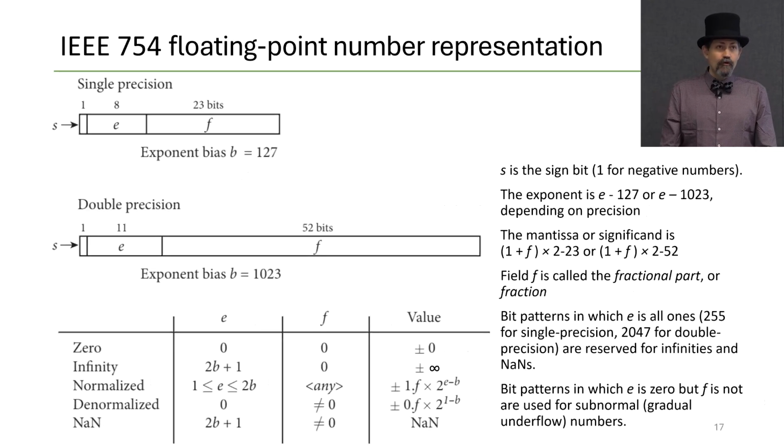How do we represent floating point numbers? Well, there's a standard that's used by all practical processors these days. It's called IEEE 754. And there are 2 different lengths of floating point numbers that it specifies: 32-bit precision, which is called single precision, and 64-bit, which is called double precision. In both of these, the first bit is the sign bit. So that'll be 1 for negative numbers and 0 for positive numbers.